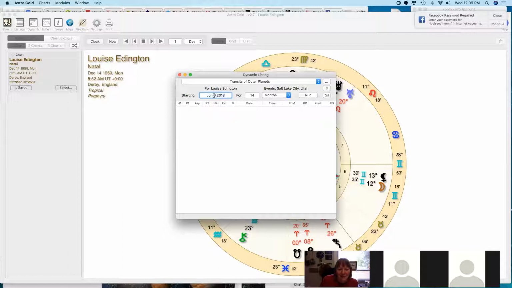But anyway, so my chart, okay. And I'm just going to look at transits, outer planets.